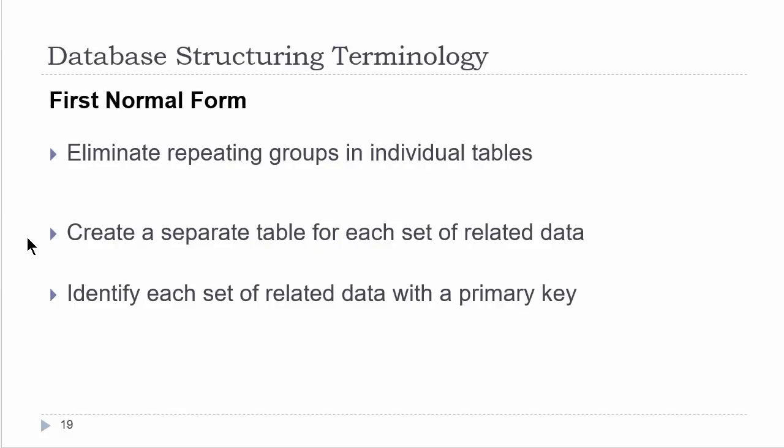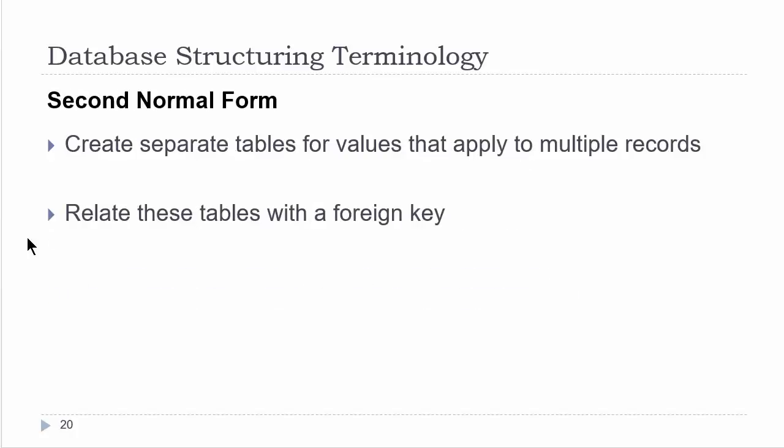The first normal form has to do with eliminating repeating groups in individual tables, meaning that it might be more efficient to create separate tables which consist of related data rather than trying to store a lot of data that may not be that closely related in one table, and identifying them with a primary key in order to build a relationship between the two of them. The second normal form has to do with creating separate tables for values that apply to multiple records, and you can join them, relate to them with a foreign key.